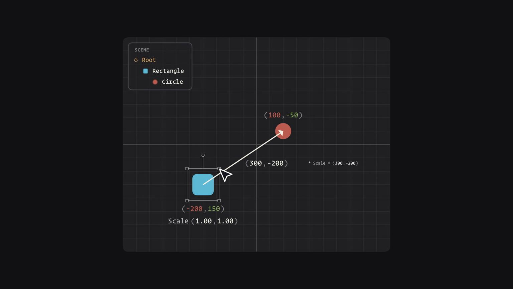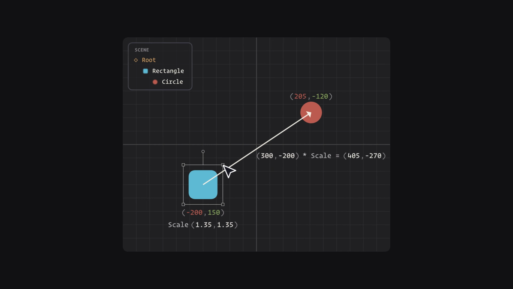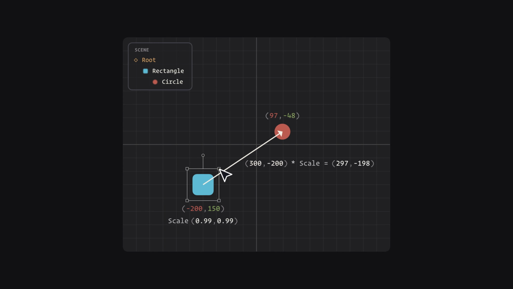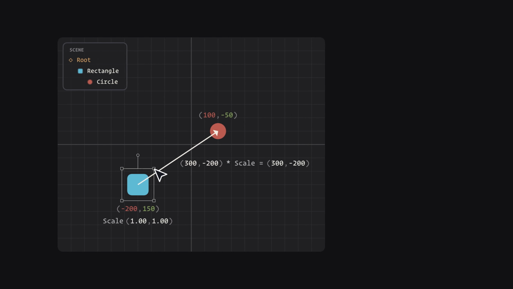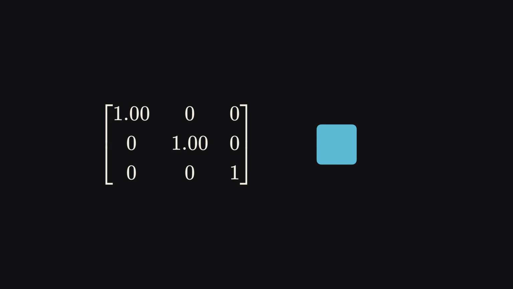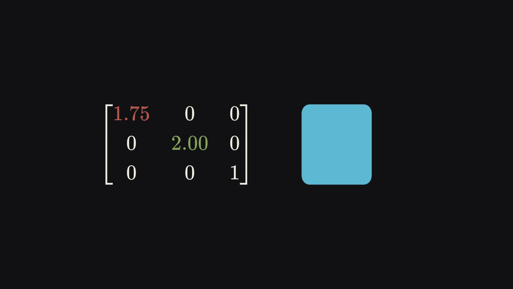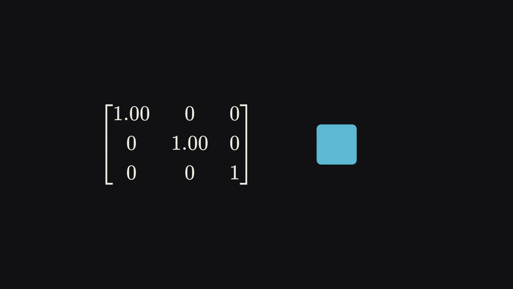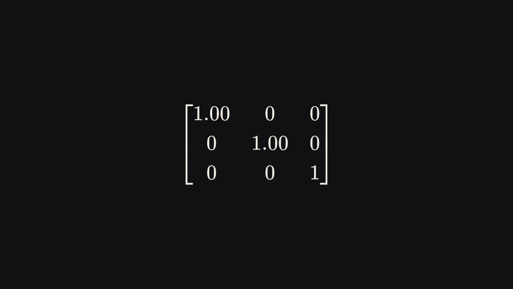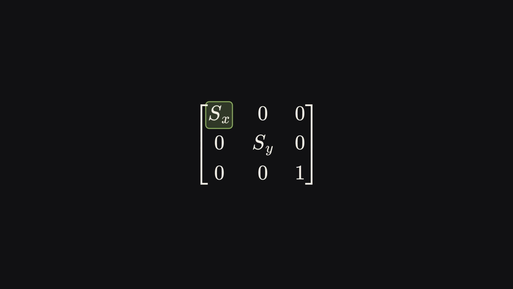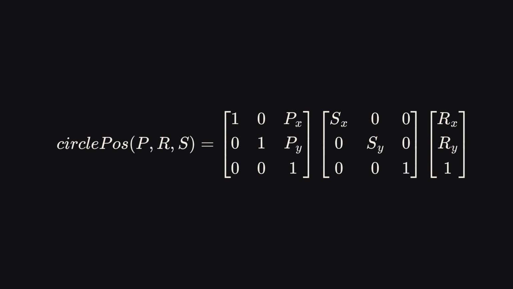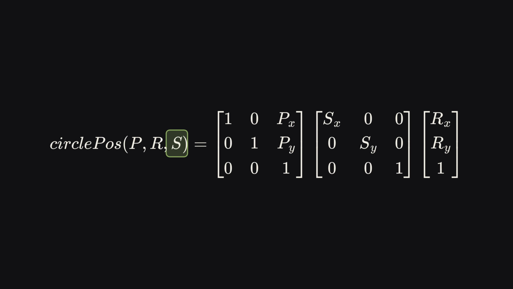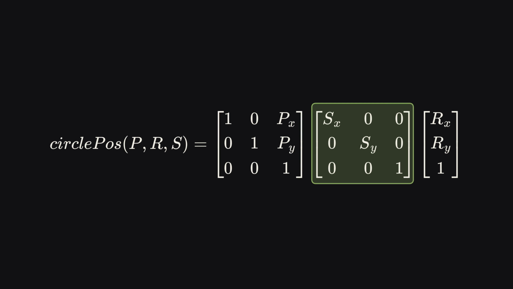All we have to do is multiply the circle's relative position, its offset from the parent, by the rectangle's scaling factor. In a transformation matrix, scaling is controlled by these two entries, controlling the horizontal and vertical scaling respectively. Replacing these two entries with the rectangle scale gives us a matrix that looks like this, where S sub x is the rectangle's horizontal scaling factor and S sub y is the vertical scaling factor. Let's add the rectangle's scaling factor as a parameter to our formula and also add our new transformation matrix.